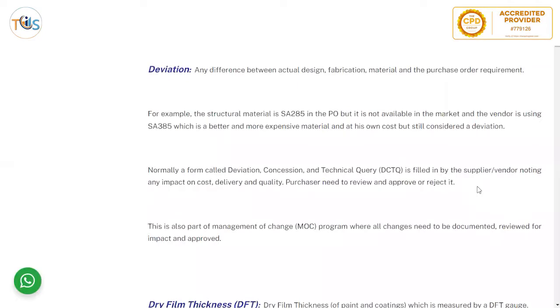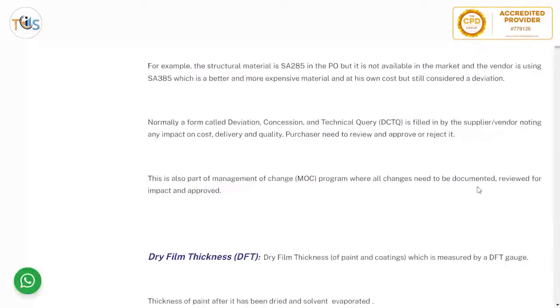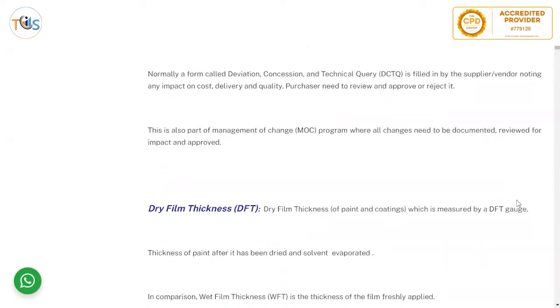Deviation is any difference between actual design, fabrication, material, and the purchase order requirements. For example, the structural material in the purchase order was SA285, but it was not available in the market. The vendor is using SA385, which is a better and more expensive material, at his own cost, but still it is considered a deviation. So normally a form called deviation, concession, and technical query is filled by the supplier vendor, noting any impact on cost, delivery, and quality. The purchaser needs to review and approve or reject it.